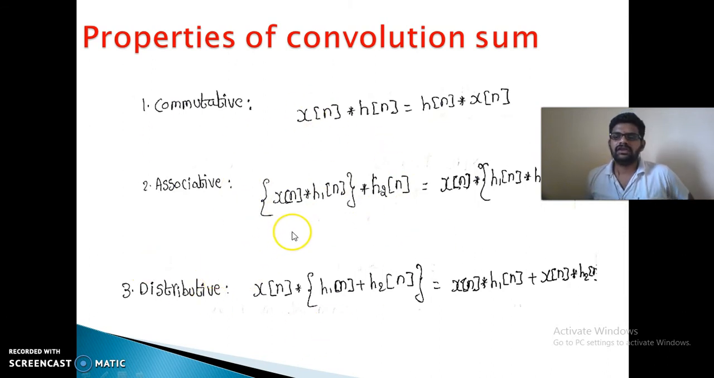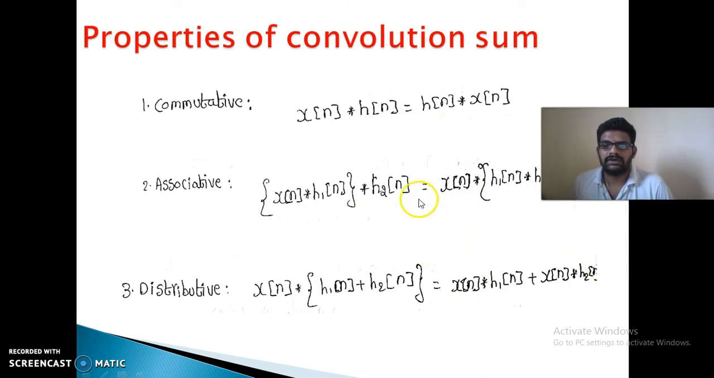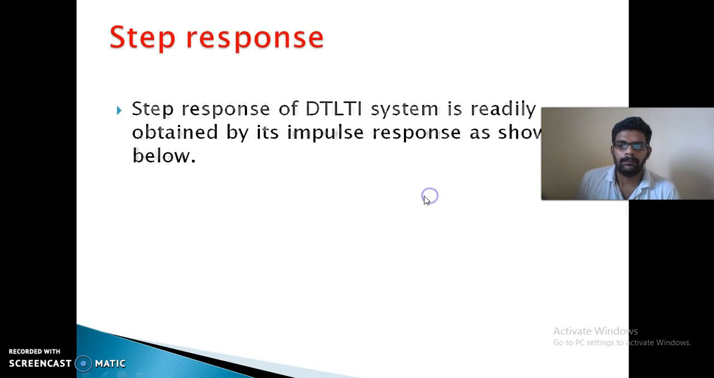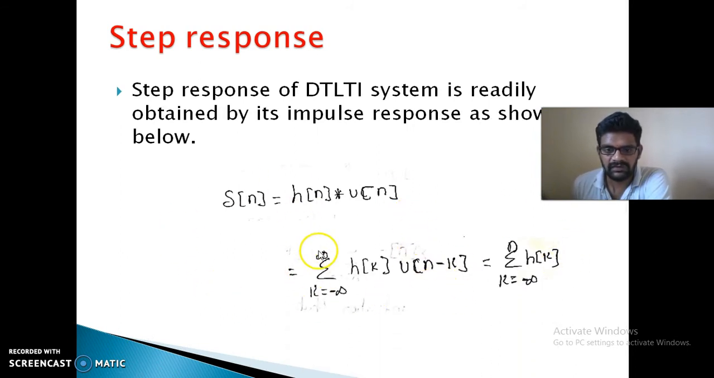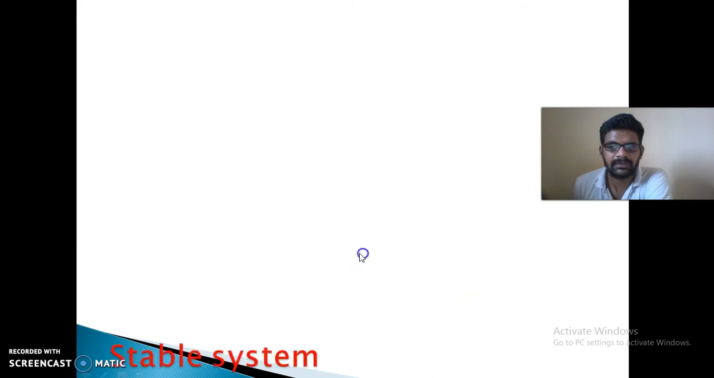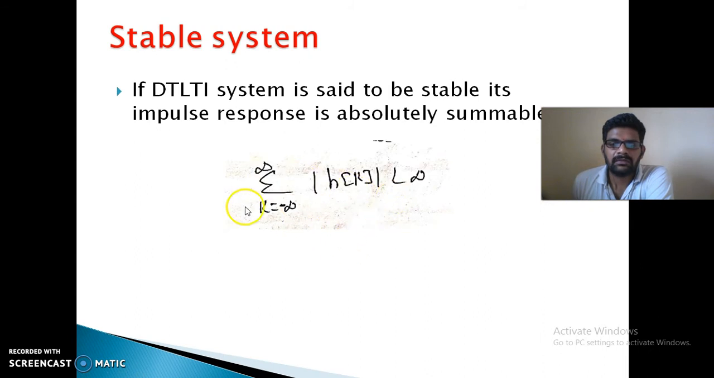So it is very easy if any system consists of more than one subsystem. In such cases, you can easily find the total response of the system by using these properties. Similarly, the step response is the convolution of the unit step with h of n, and it is given by the sum of h of k. Stable systems: for discrete systems also, the system is stable if sigma k equal to minus infinity to plus infinity of the magnitude of h of k is less than infinity. So this is the time domain representation.